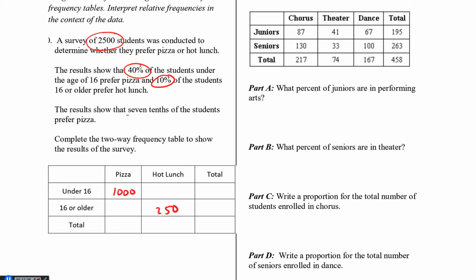And we know that 7/10 of all students prefer pizza. If there are 2,500 students, 7/10 of 2,500 is 1,750 students. Now we can fill in the rest. We know that this was 2,500. 16 or older, that's 750 more students. See, so there has to be 750 here because that has to add up to 2,500. Hot lunch, there should be 500. The total should be 1,500 and 1,000 to get us to the 2,500 total students.